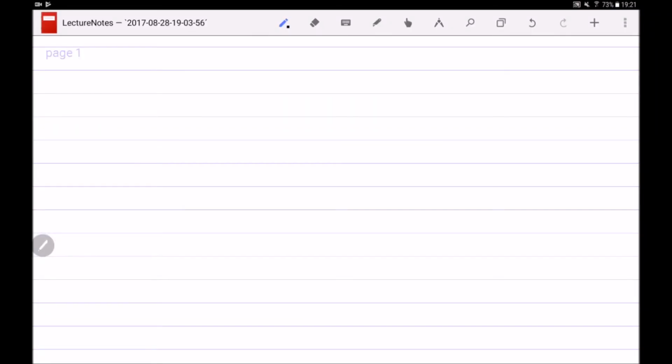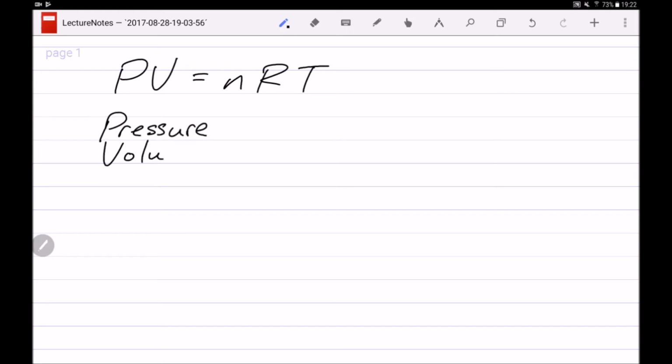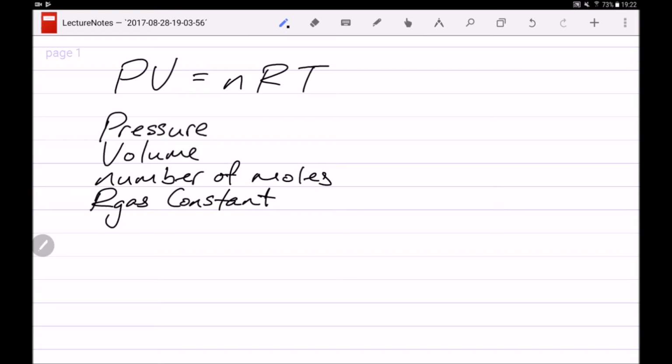I want to learn important things about the ideal gas equation. That's why I have come here to learn about it. The ideal gas equation is pressure times volume equals number of moles times the gas constant R times temperature. So, pressure times volume equals number of moles times our gas constant times temperature.